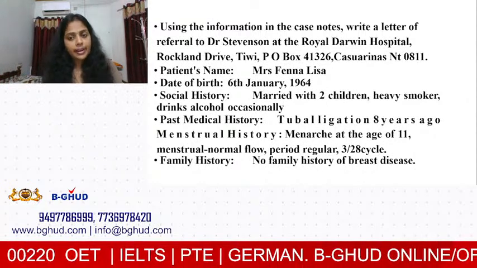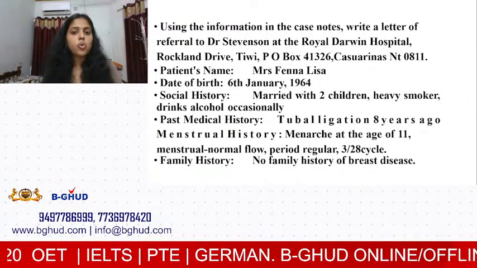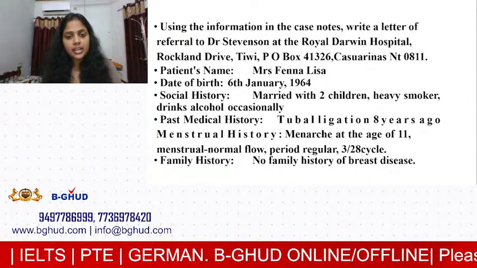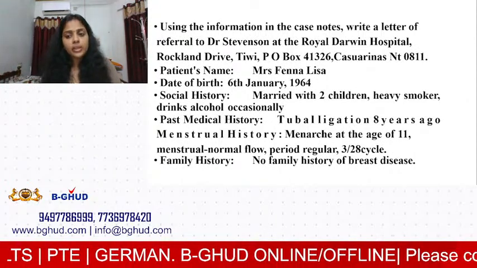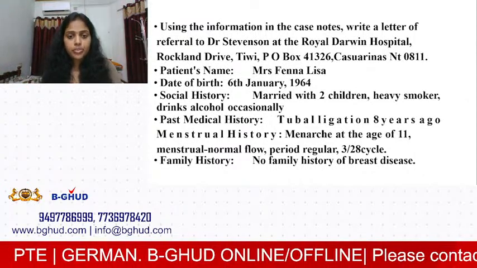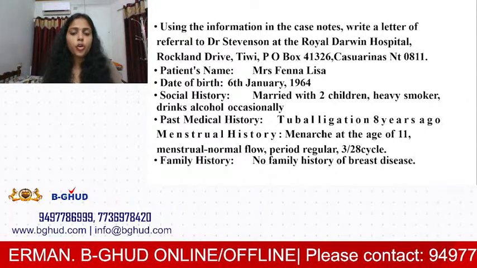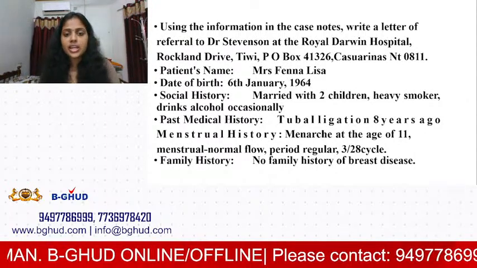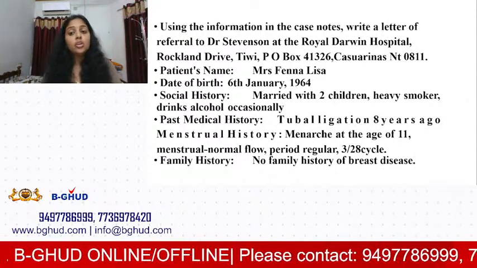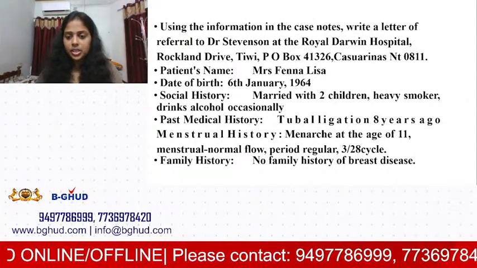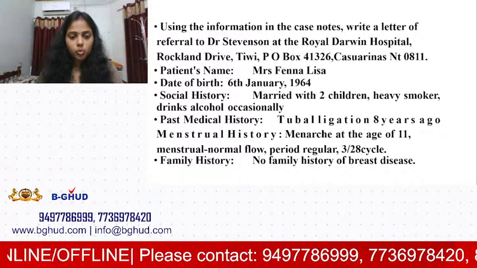Socially, she is married. She has 2 children. She is a heavy smoker. She drinks alcohol occasionally. As per her past medical history, she had her tubal ligation 8 years ago. Menstrual history: menarche at the age of 11. Menstrual periods normal and regular, 3/28 cycle. Family history: no family history of breast disease. All right. Then let's read on. Let's move on to the next slide.